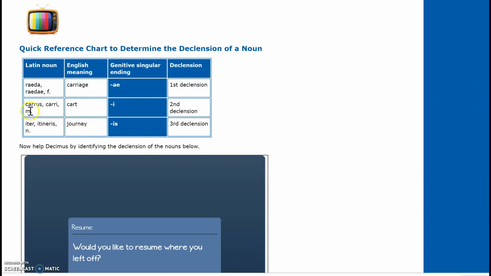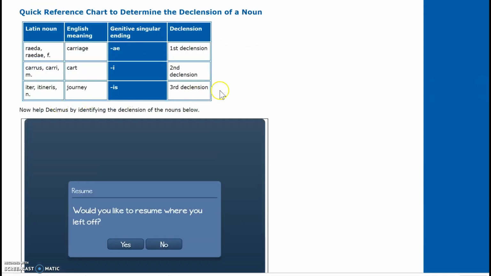Let's look at the second declension. Carrus, carri, masculine, cart. Okay, and if you notice here, we have the nominative form, then we have the genitive form. The genitive singular ending, if it's second declension, is the letter I. So when you drop off the letter I, you're left with C-A-R-R. That's the base of the noun. And that lets you know that you're looking at a second declension noun.